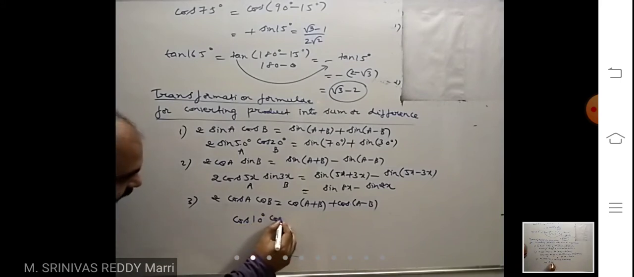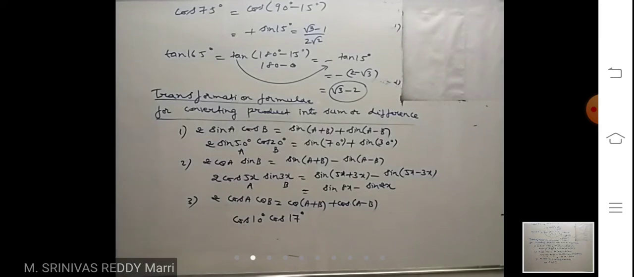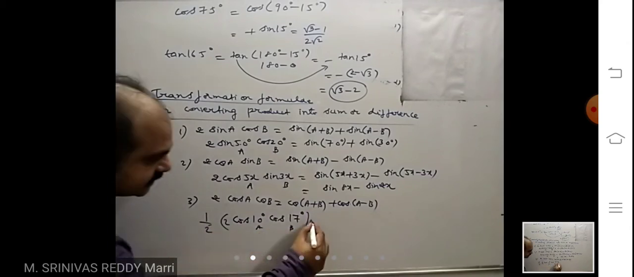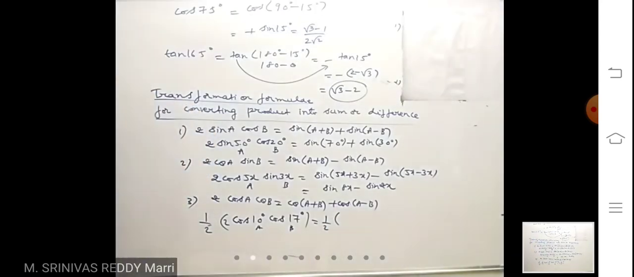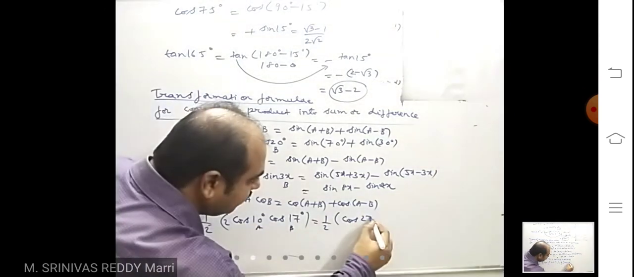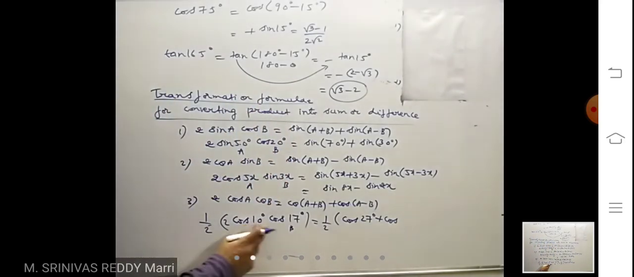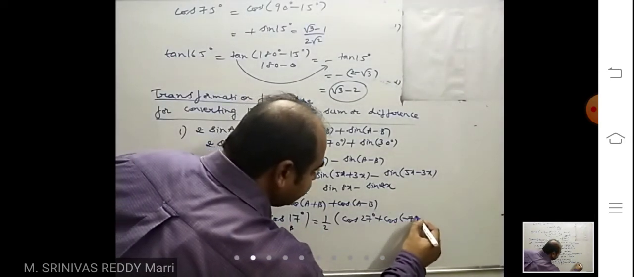Suppose cos 10 degree into, let us say, cos 17 degree is there like this. So now this is cos A cos B. What you have to do is 2 must be there. Now multiply and divide. Now 2 cos A cos B is half into cos of A plus B. A plus B means 10 plus 17, 27 degree, plus cos of 10 minus 17. You write minus 7 degree.